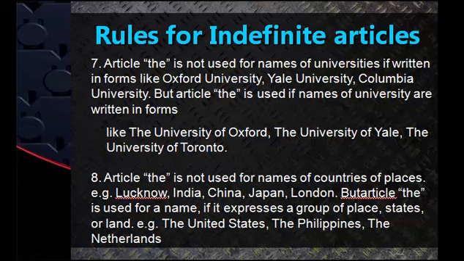8. Article the is not used for names of countries or places. For example, Lucknow, India, China, Japan, London. But article the is used for a name if it expresses a group of places, states, or lands. For example, the United States, the Philippines, the Netherlands.